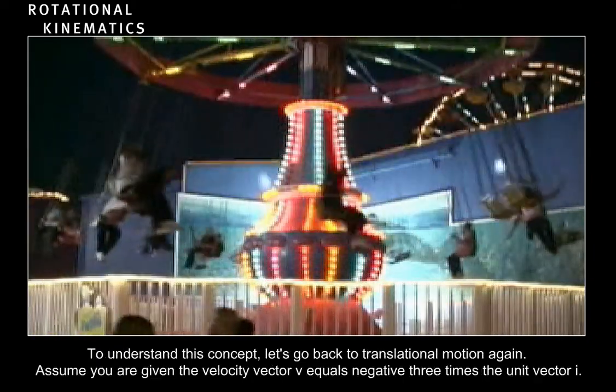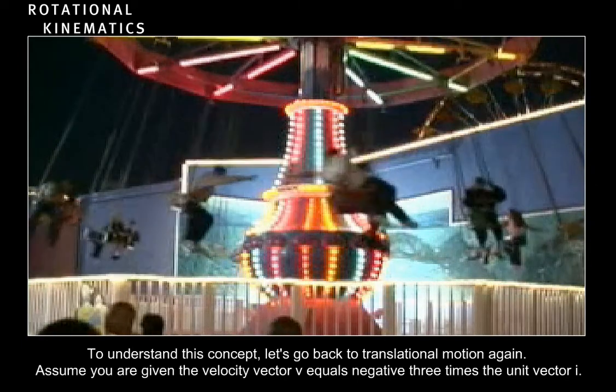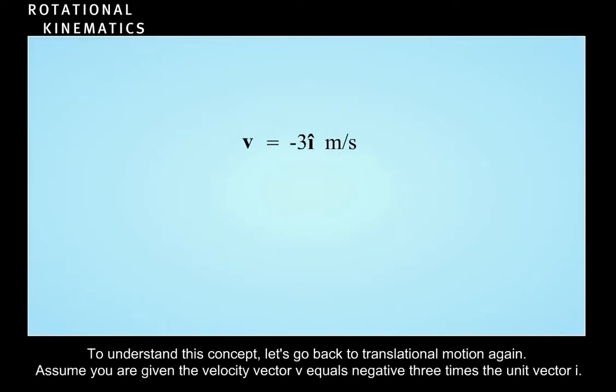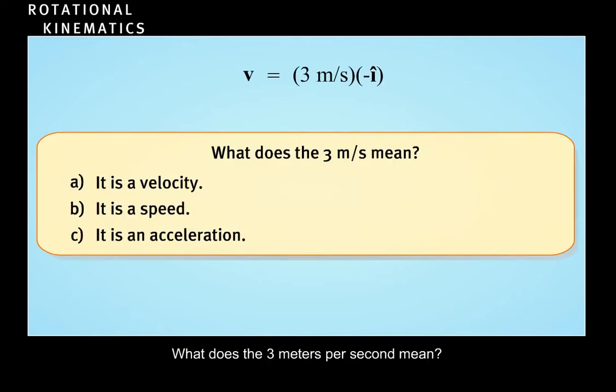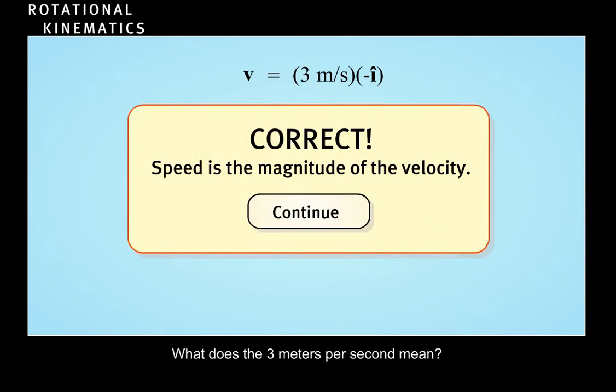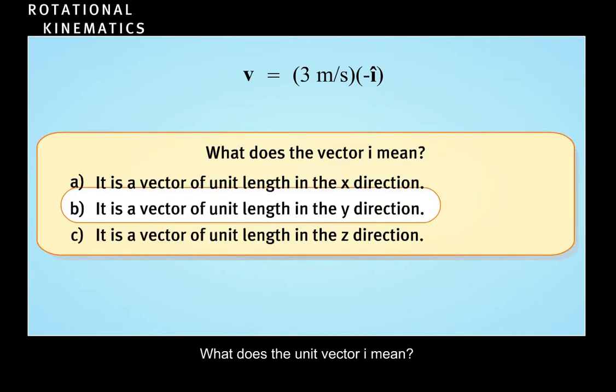To understand this concept, let's go back to translational motion again. Assume you are given the velocity vector v equals -3 times the unit vector i. What does this mean? We can start by reordering the way it is written and put the negative sign with the unit vector. What does the 3 meters per second mean? That is correct. Speed is the magnitude of the velocity. What does the unit vector i mean?